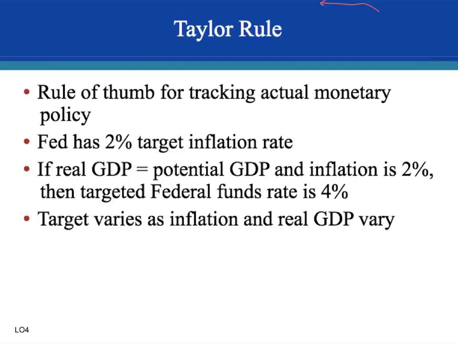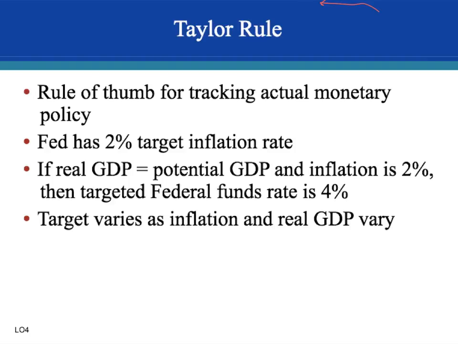So it starts with the assumption that the Fed's target rate of inflation is 2%, because the Fed is willing to have a little bit of inflation for a trade-off of full employment. So when real GDP equals potential GDP and inflation is at its target of 2%, then the federal funds rate should be 4%. That's the nominal federal funds rate.